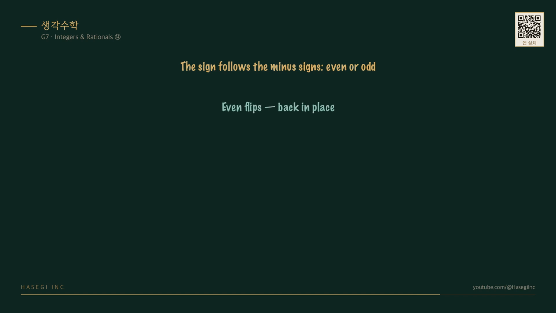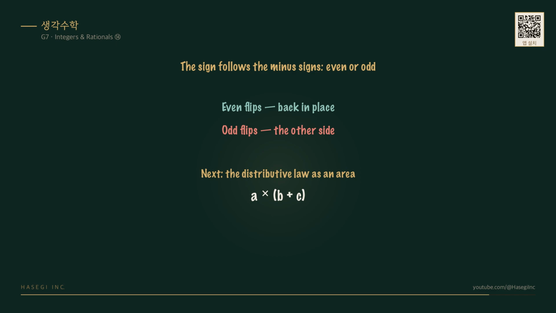Flip an even number of times and you are back in place. Flip an odd number of times and you are on the other side. So what happens when a bracket joins in? A times B plus C. The distributive law, seen at a glance as an area, is next time.